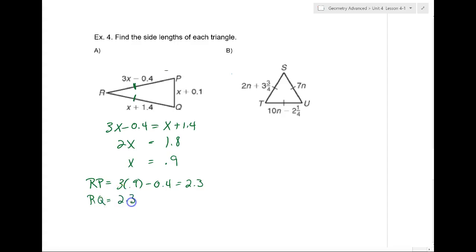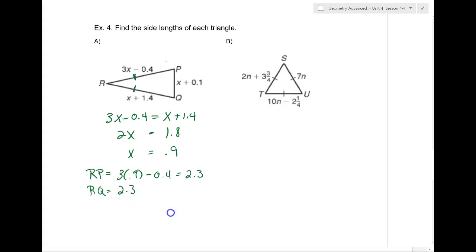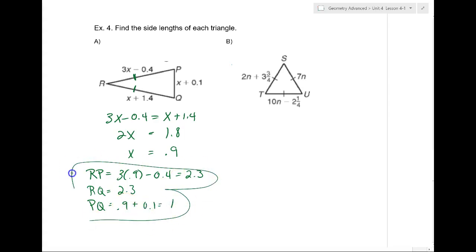So it's 2.3. Do I need to plug and chug? No, it's a great way to check yourself to see if you're right. It's 2.3. And then we have PQ, 0.9 plus 0.1. That should be 1, right? Notation, notation, notation. I'll be watching, see if you're correct on these. Yes? Which one you said? RP and RQ are the same. The only way you could have done it otherwise is if you said like this. I would take that too. Does that make sense? Because RP and RQ are the same. So either way I'd do that.